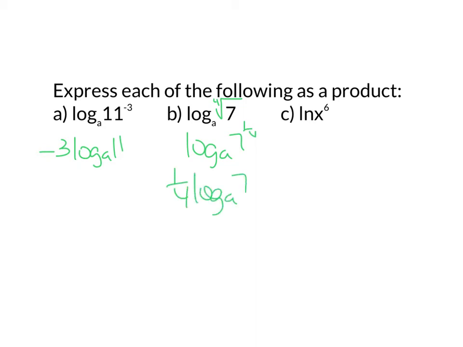It's multiplication. And part C, natural log, base e, of x to the 6th: the exponent goes in the front, so I can put the 6 in front of natural log x. That's all you do. The exponent goes in the front, or if there's a number in the front, it really represents the exponent on the log.